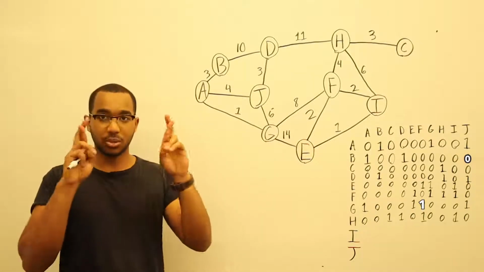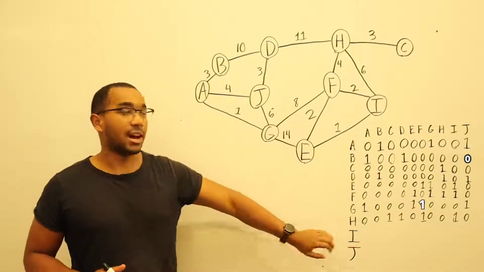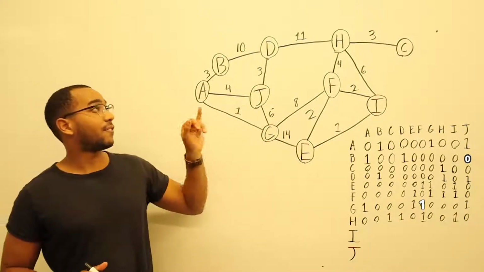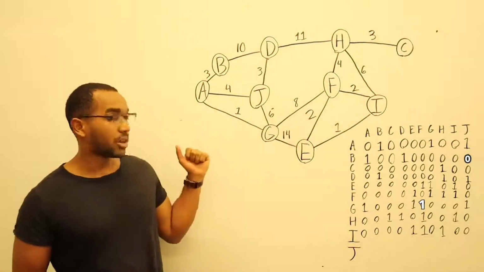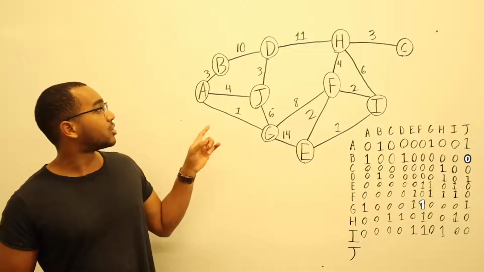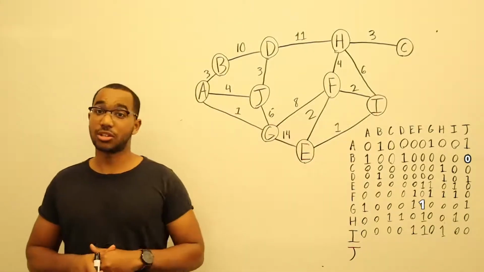If there's no connection between the pair, then it's a 0. So what we can also look at is I. I can reach E, F, and H. So let's notate that. And now for our final item, let's look at J. J can reach A, D, and G. A, D, and G. So let's notate that.